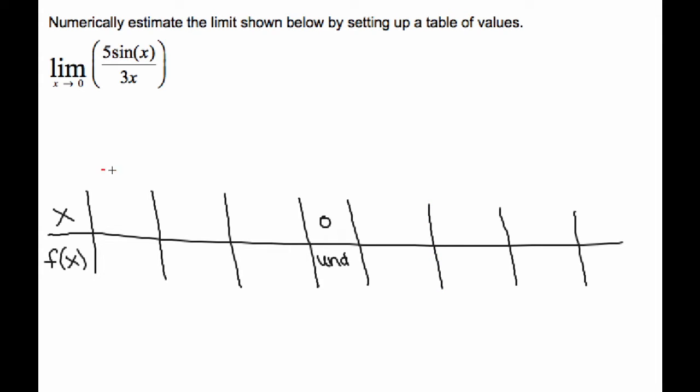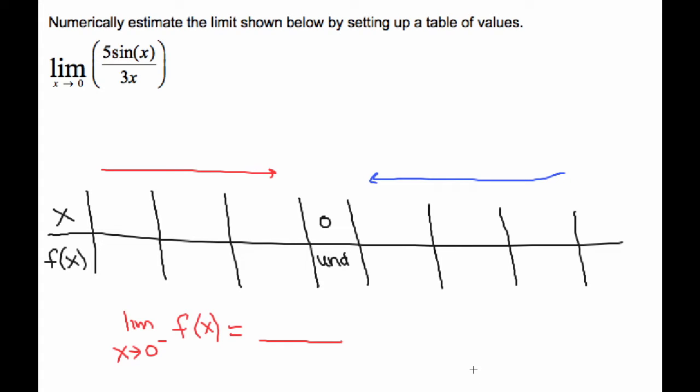So when I choose these 3 values right here, what I'm doing is I'm exploring the left-hand limit as x approaches 0 from the left of f of x. And whatever I get, I'll place right here. When I go ahead and approach 0 from the right, I'm going to again look at exploring the right-hand limit. The limit as x approaches 0 from the right.